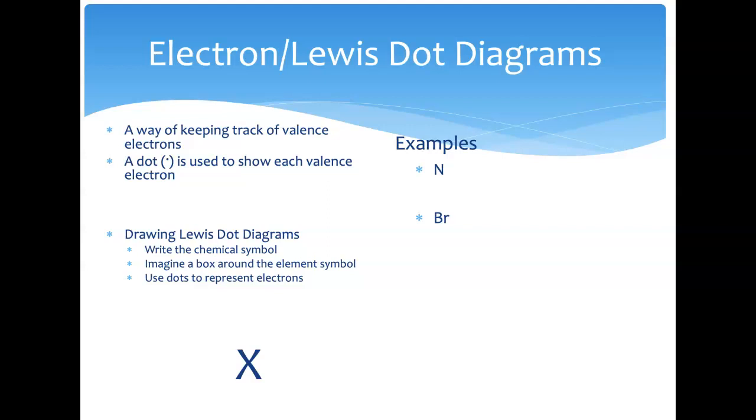Bromine is a halogen in group 7A. So it has 7 valence electrons. And so Lewis dot diagrams simply show the number of valence electrons. Now let's look at something a little more challenging.